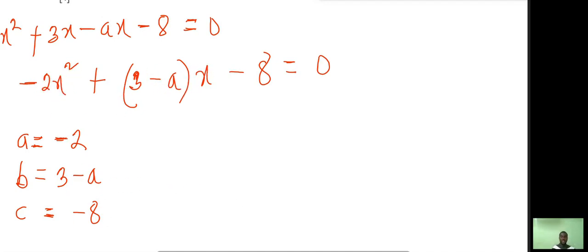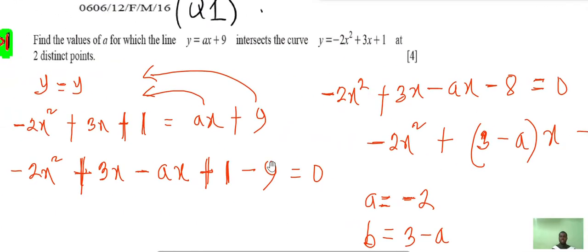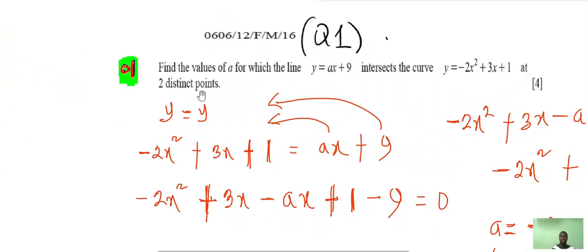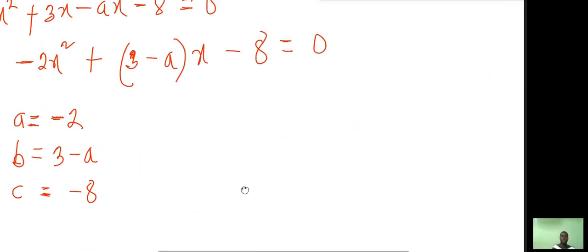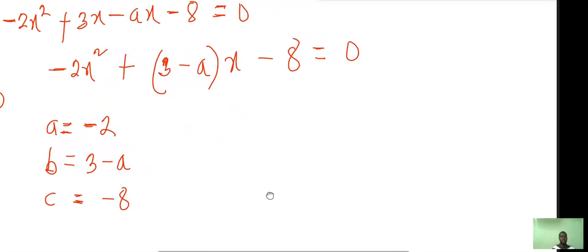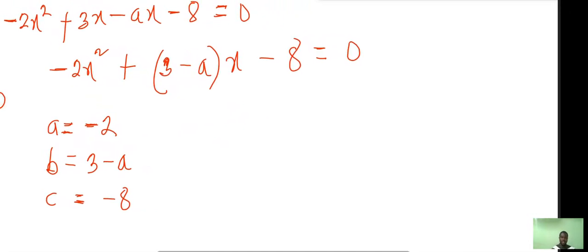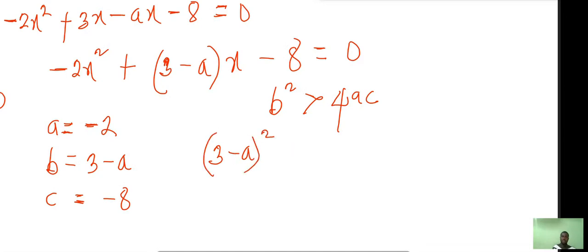So I've identified that, and the condition of the question is very important to me. Intersect the curve at two distinct points, okay? That's real roots, b squared greater than 4ac. So I'm going to use the condition b squared greater than 4ac, and we're going to solve. So b is 3 minus a, so you have 3 minus a all squared greater than 4 times a, which is negative 2, times c, which is negative 8. Okay, this is fine.